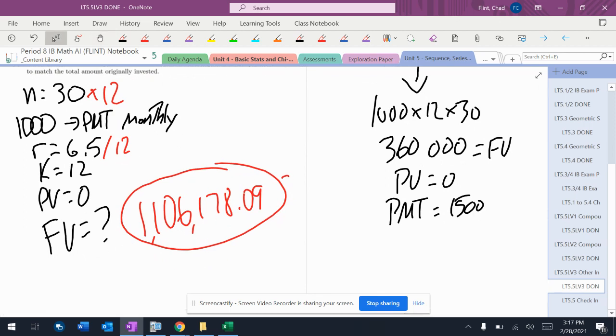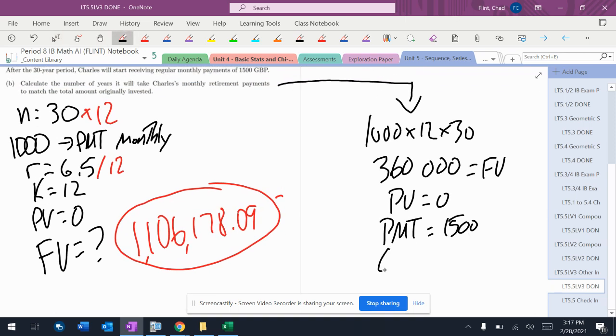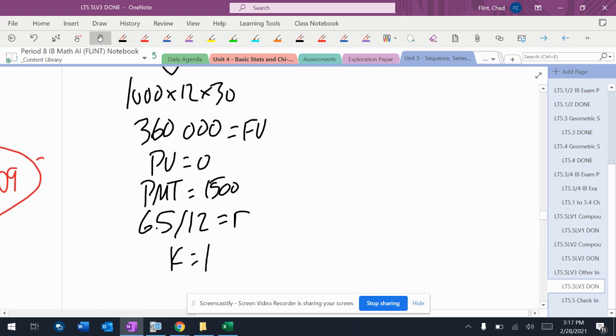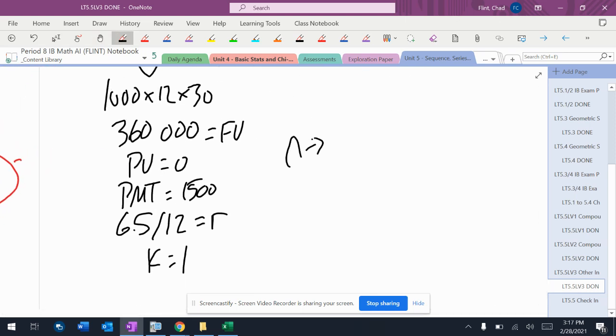My payment's $1,500. My interest rate's not changing. It's going to be 6.5%, but I'm going to divide it by 12. Okay, because I'm going to do monthly again. And that means my compounding is going to be 1. And my payments per year is going to be 1. All right, but then I'm going to get it. This is going to give me the number of months when I find out my N. This is going to be in months.